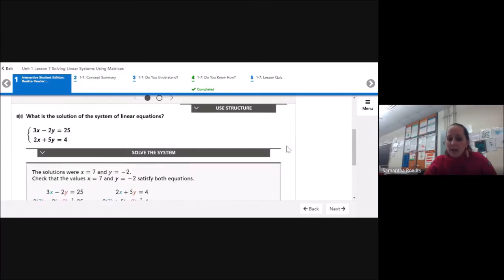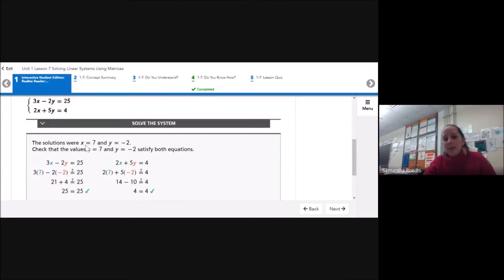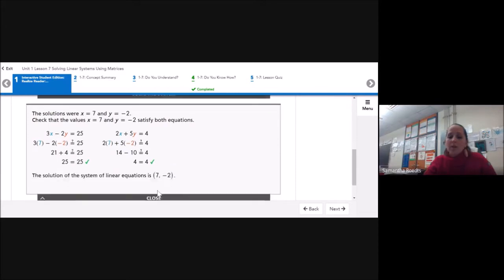I can then check by substituting 7 and negative 2 back in and solving to make sure that they're correct. So they are correct when I substitute them back into both equations. So the solution of a system of linear equations is 7, negative 2. Does anyone have any questions on what we did? Okay.